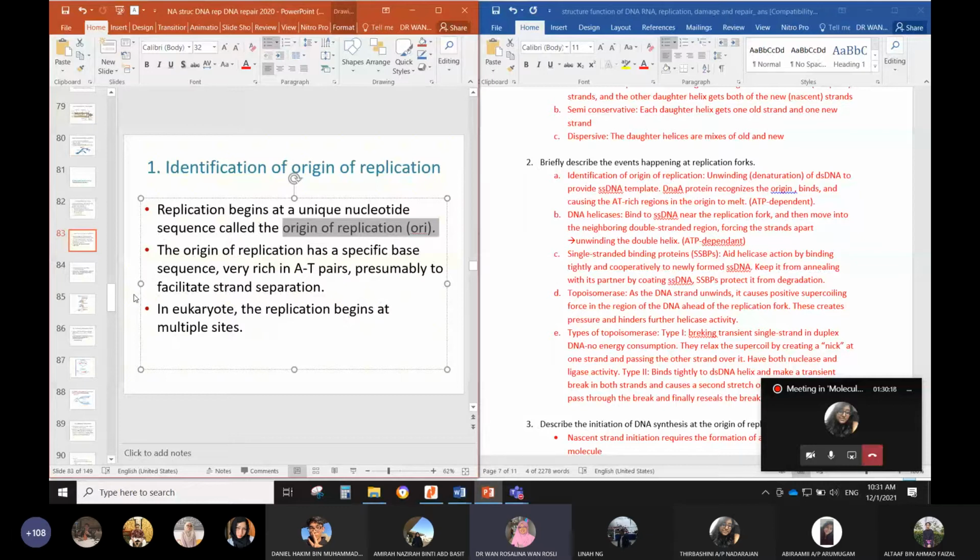DNA helicase would, a tip that you can use, the name of the proteins would give you an indication of its function. Like helicase, it would force the strands apart. It would break apart the helix. So helicase's function is to unwind the double helix, and because of this unwinding, the strands have to stay apart. That would be done by your single-stranded binding proteins.